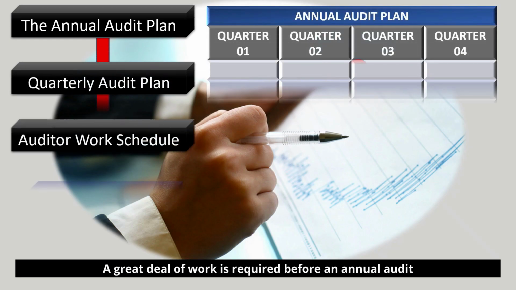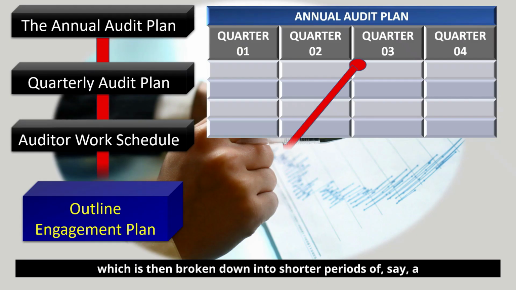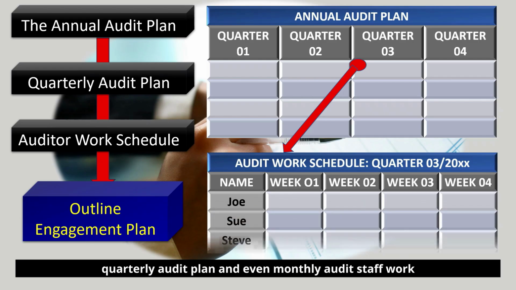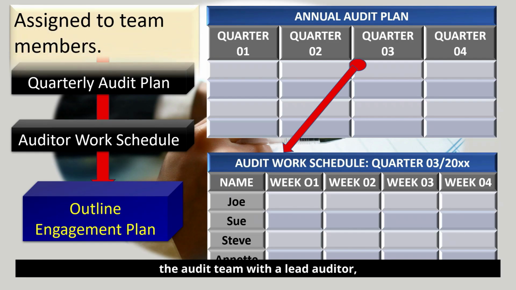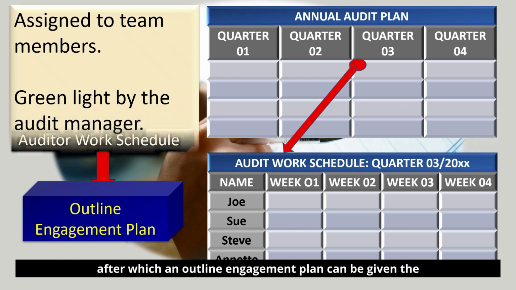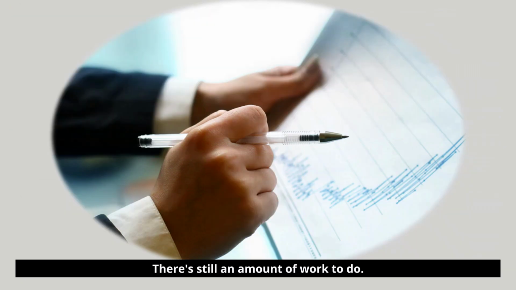A great deal of work's required before an annual audit plan is prepared and approved, which is then broken down into shorter periods of, say, a quarterly audit plan and even monthly audit staff work schedules, so that audits can be assigned to individual members of the audit team, with a lead auditor. After which an outline engagement plan can be given the green light by the audit manager in question. But this is far from being an agreed engagement plan. There's still an amount of work to do.